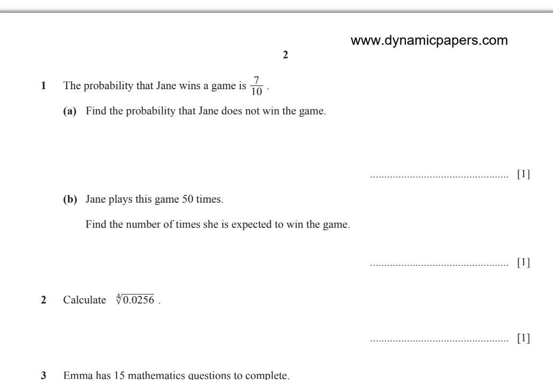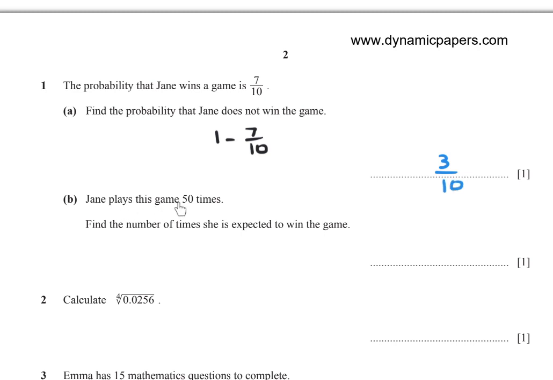Number 1. The probability that Jane wins a game is 7/10. Find the probability that Jane doesn't win the game. So 1 minus 7/10 equals 3/10.